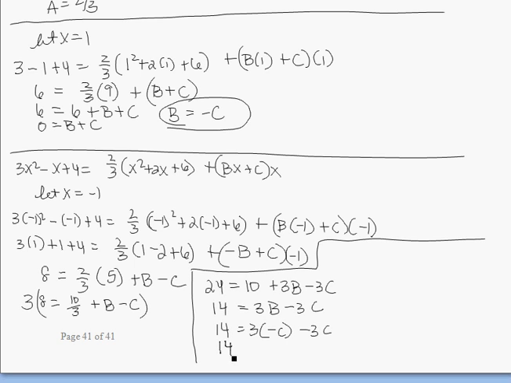So 14 equals negative 6c. So c equals negative 7 over, what's that, 3? Yep. So that means b is equal to 7/3.